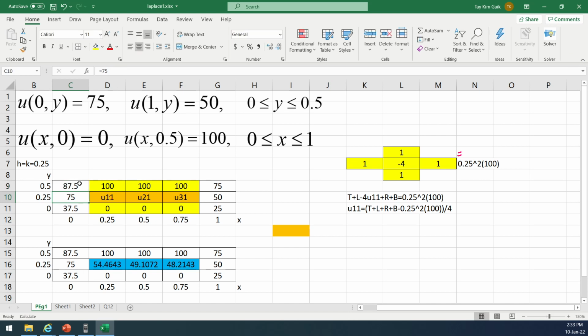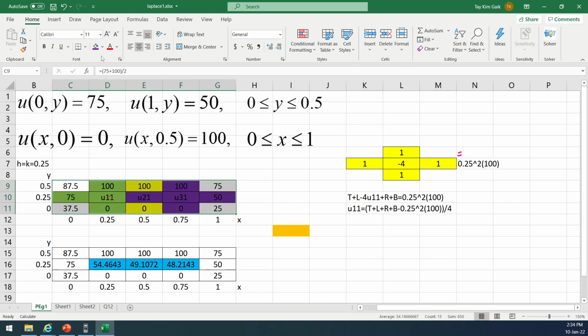Of course, if you don't average it, it won't affect your solution, because for your u11, your top is 100, left is 75. You will never touch the corner point. When you want to solve u11, for example, here, this is your u11, you will never use the corner point. When you want to solve, let's say u31, and apply that 5-point molecule, you will never touch that corner point either.